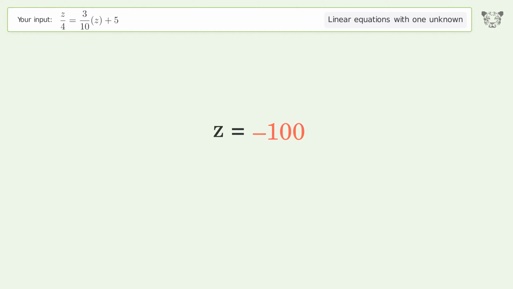And so the final result is z equals -100.